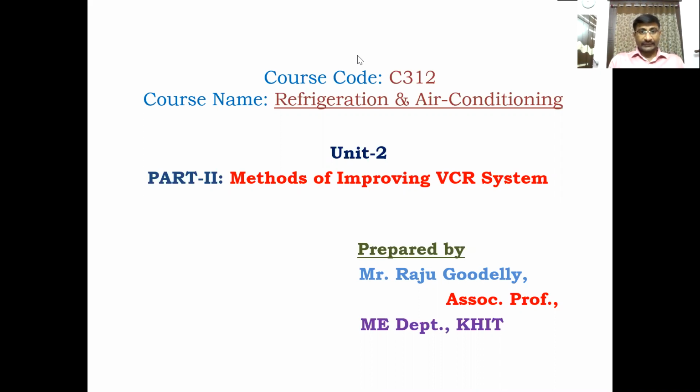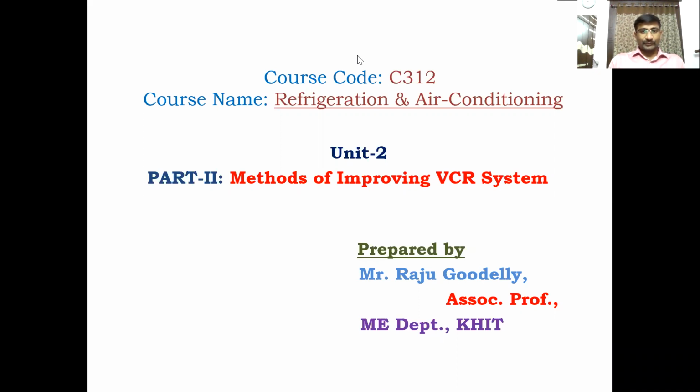This is our 22nd class in R&AC. We have covered unit 1 completely and the first part of unit 2, that is the working and the different types of cycles on which we solve the different types of problems in part 1.